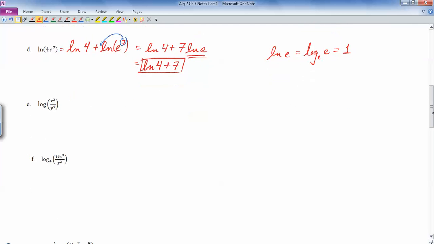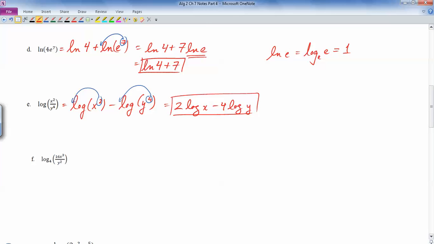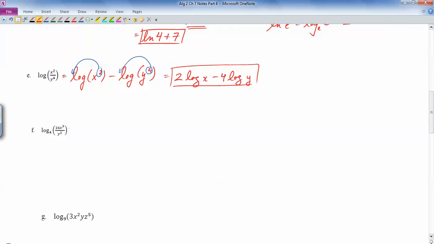Okay, let's keep going. Log of x squared over log of y to the 4th. So it's a quotient, which means we take the difference. Log of x squared minus log of y to the 4th. And then I've got 2 powers. So the 2 comes down in front, and the 4 comes down in front. And so then this turns into 2 log x minus 4 log y. And then we're done.